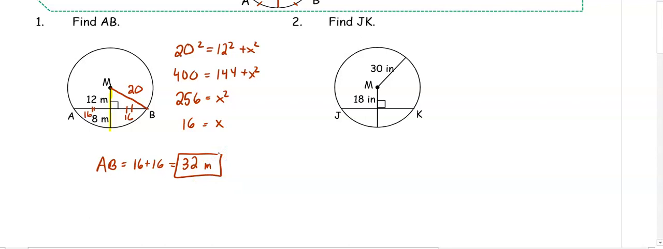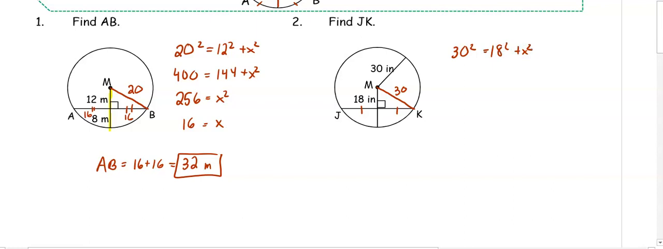In number two, find JK. So again, JK is the chord that's been bisected. M over here to this side is the radius, so it's 30. So I'm going to draw a radius MK, and I know that length is 30. So now I can do the Pythagorean theorem. So we have 30 squared equals 18 squared plus x squared.